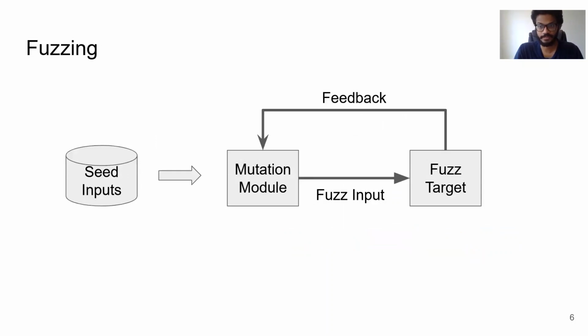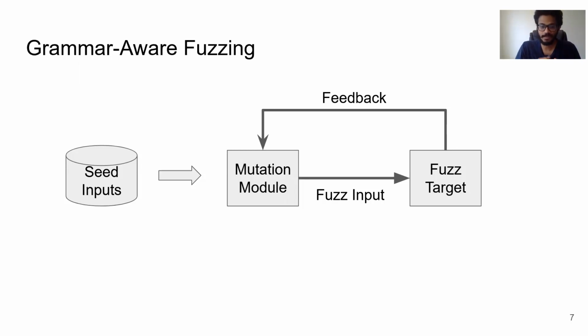Fuzzing itself is a very effective software testing methodology, and here we present a simple fuzzing workflow where the mutation module takes in a set of seed inputs. It then generates mutants from the seed inputs, referred to as fuzz inputs, tests them on the fuzz targets, and collects coverage feedback to guide its mutations further.